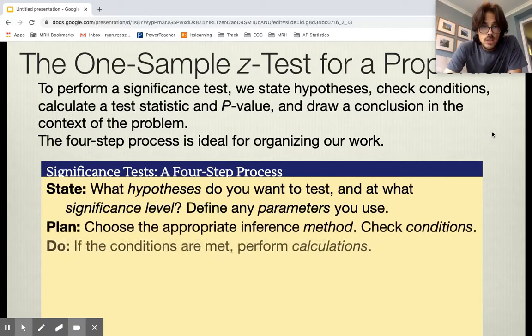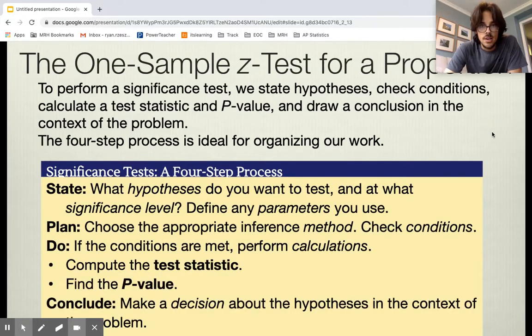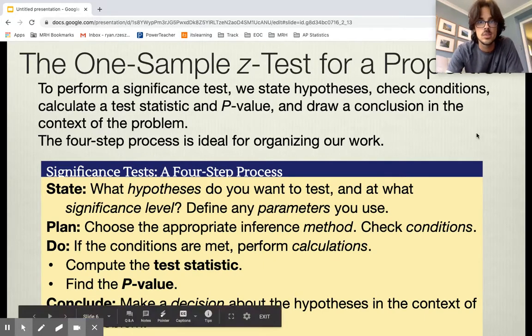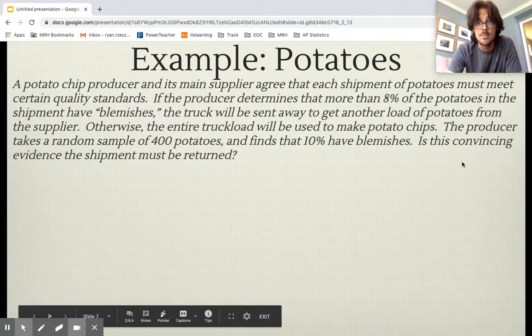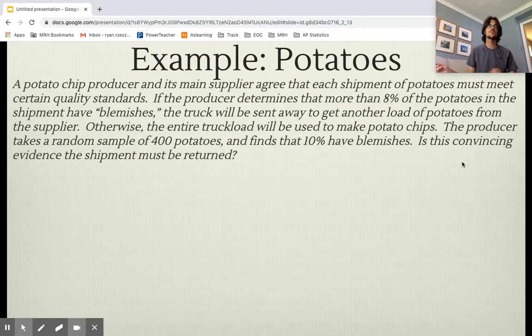So we've talked about our 4-step process right here. You do 4 steps on significance tests, just like you do 4 steps on confidence intervals. And like I told you last chapter, there's a lot to keep track of at first, but the more you do these, you'll get so good at them and so comfortable with them that you will actually really like these kinds of questions. So there's what the 4-step entails. We're just going to jump into an example and see what's going on.